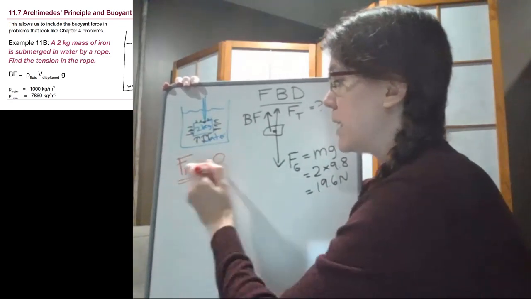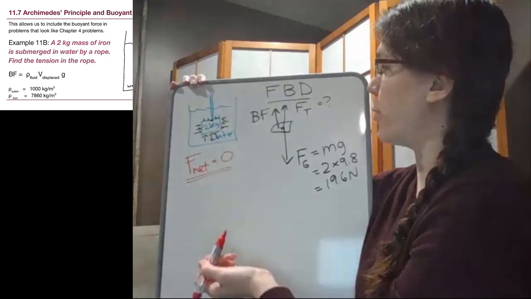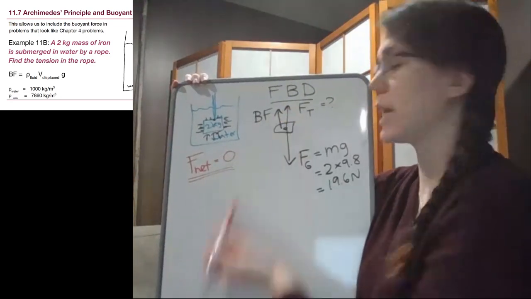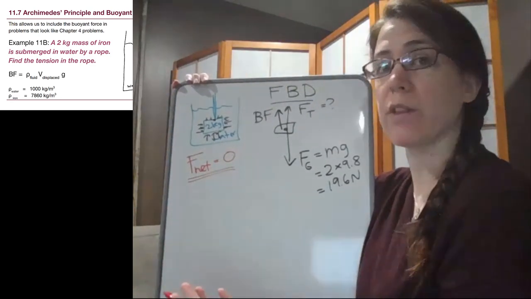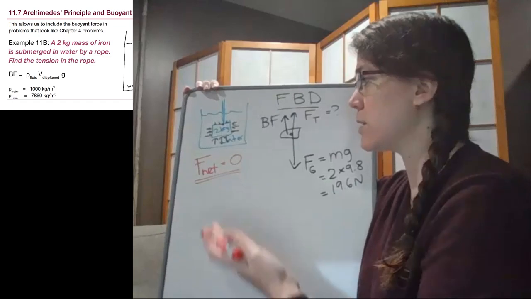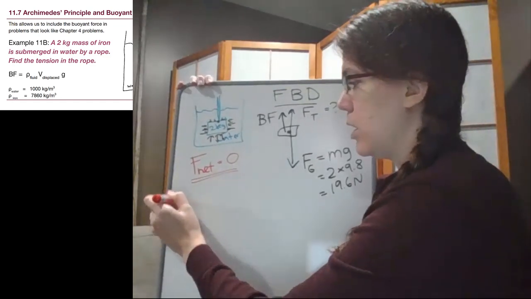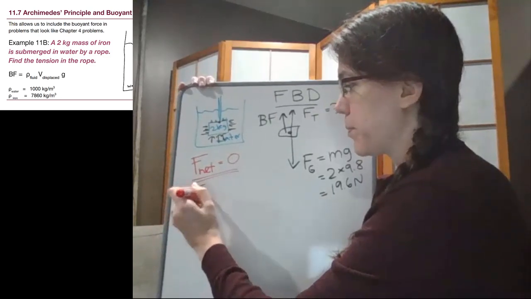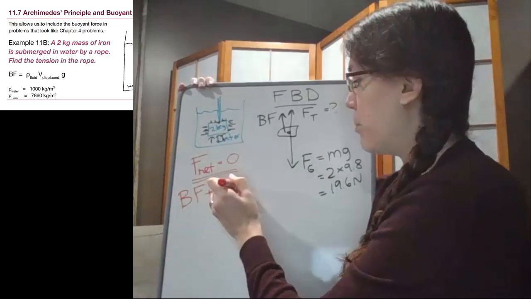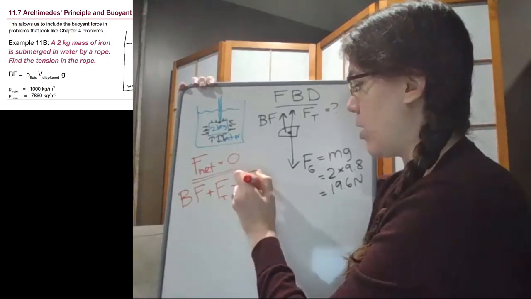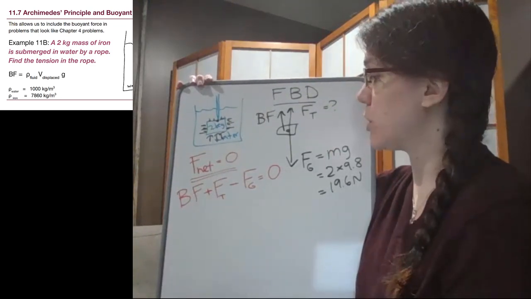So it's not moving, it's not accelerating. That means that the two arrows that point upward balance out the one arrow that points downwards. To write out those forces, we keep in mind that forces that point in the same direction get the same sign. Forces that point in the opposite direction get the opposite sign. So we have buoyant force plus the force from the rope, tension, minus the force of gravity, and all of that equals zero.